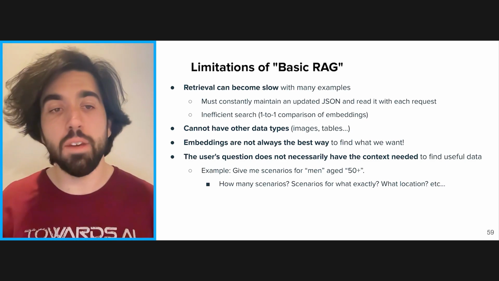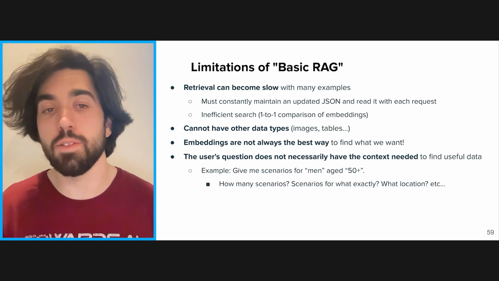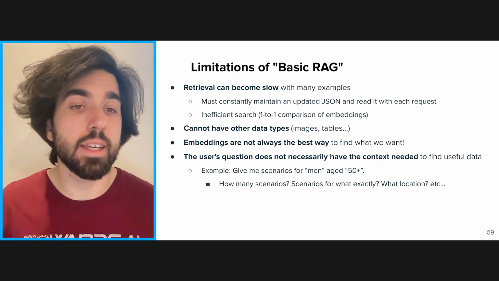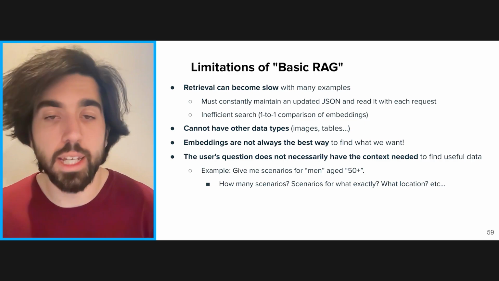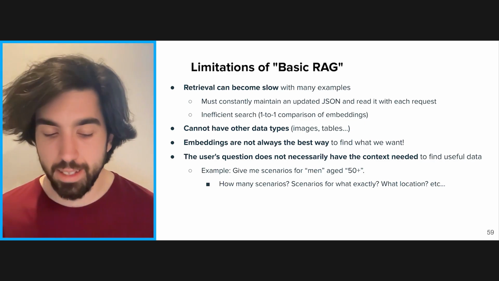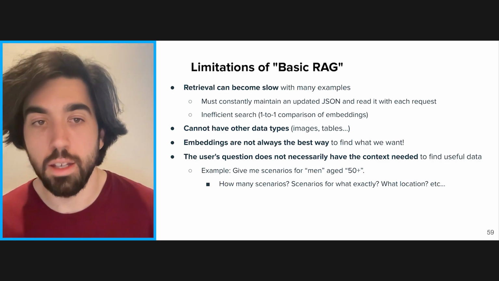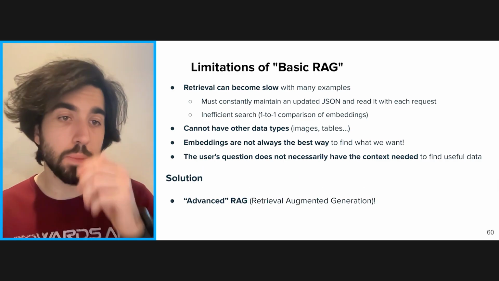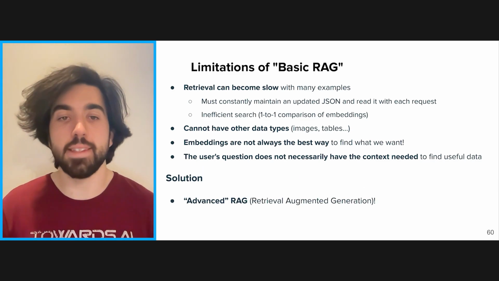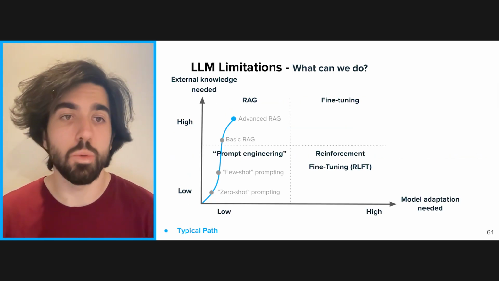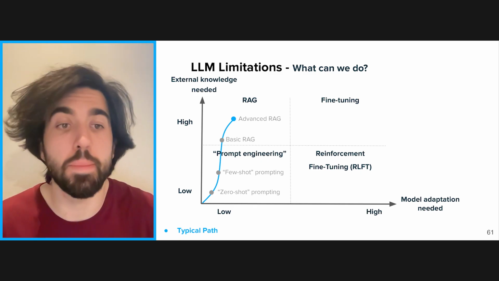For example, if the user asks for specific things for men aged 50 and above, you might want to ask how many of them, from what location, etc. Everything that makes this query ambiguous, you want to clarify. The solution to do that is to build a more advanced RAG system, or Retrieval-Augmented Generation. So we are now here in our typical path.